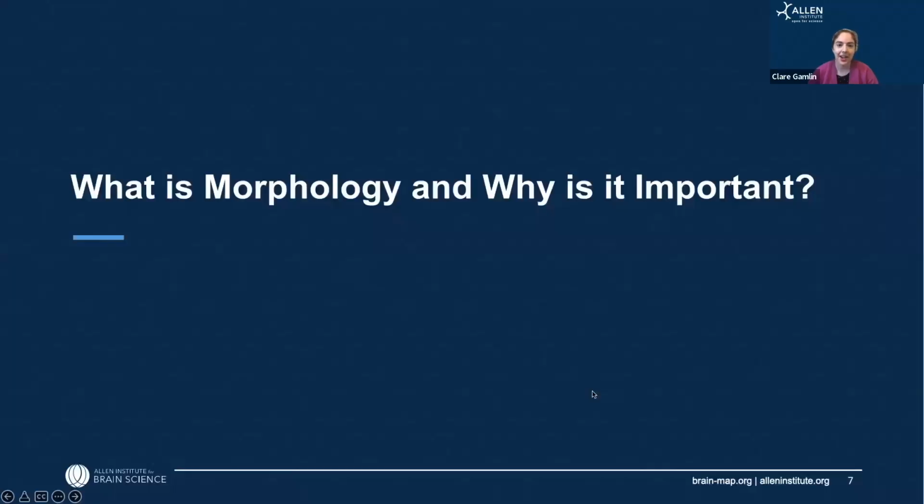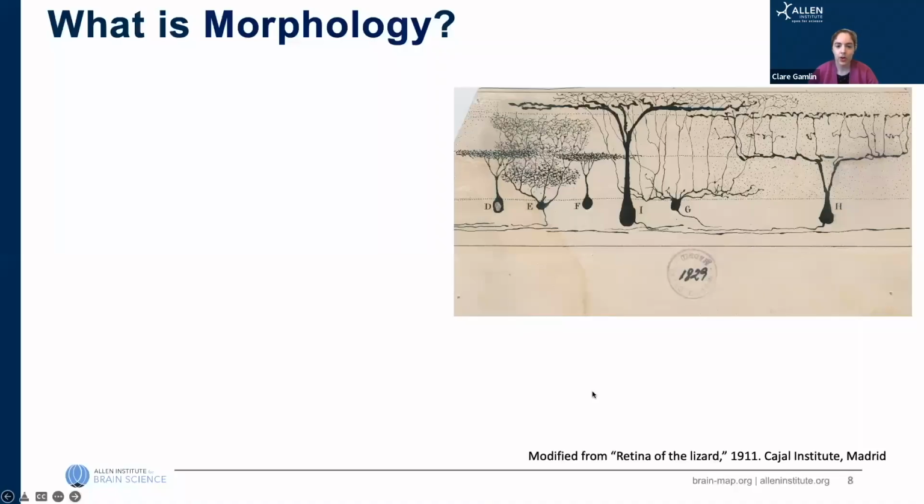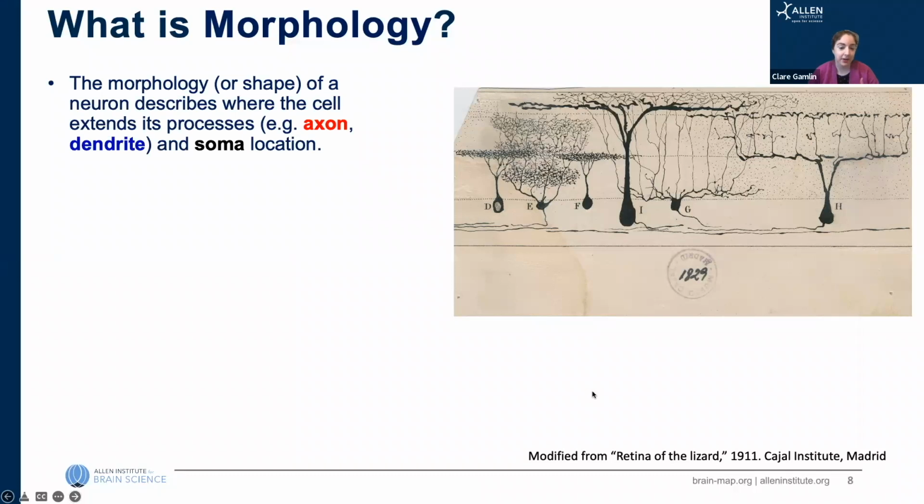So now I want to talk about what is morphology and why it's important. What do I mean when I say morphology? Well, I mean the shape of a neuron and describing where the cell extends its processes, such as the axon and dendrite, as well as the soma location. And understanding how neuroscientists use morphology to describe cells is really at the heart of this lesson plan.